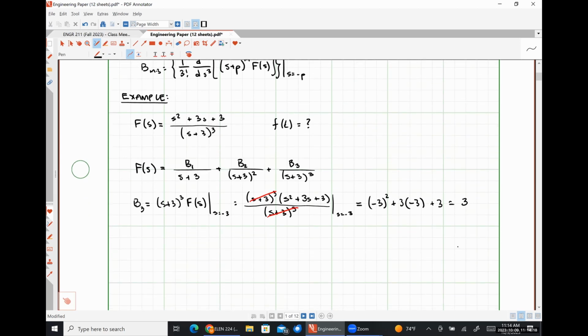Our coefficient b2 is going to be the derivative of (s plus 3) cubed times F of s evaluated at s equals negative 3. So really we're just taking the derivative of this part right here that survived, right? So what's that going to look like? Well, I argue it's just 2s plus 3.